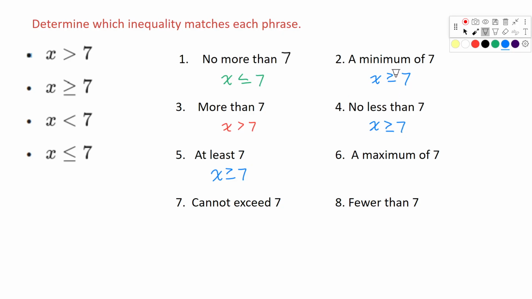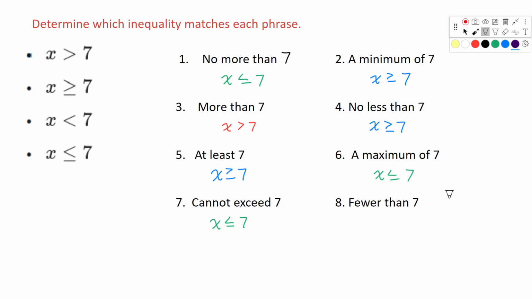Well, if minimum, it can't be any lower. Maximum, it can't be any higher. So it has to be less than, but it could be equal to 7. So we want it to be just like the no more than 7. We want it to be x is less than or equal to 7. Cannot exceed 7 means it can't be any higher than 7. Can be lower than 7, but not higher. And it can equal 7. So this is going to be x is less than or equal to 7 as well.